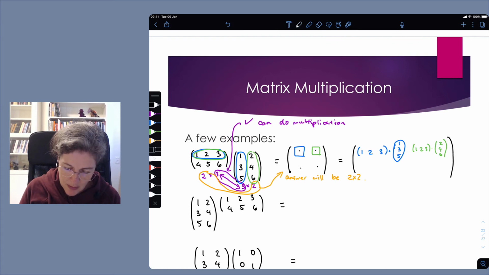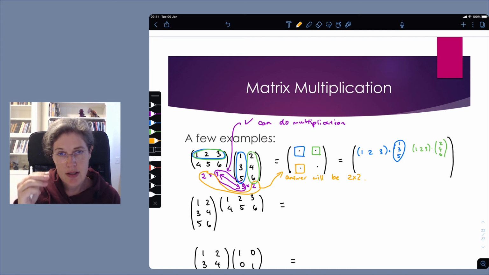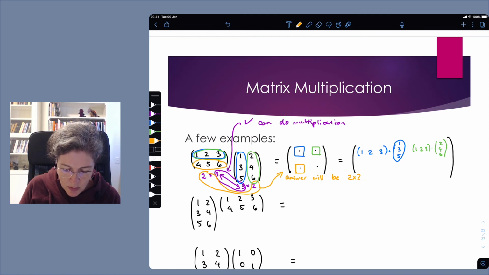Okay, let's look at the next one. So now I'm thinking about this entry over here. So that's in the second row and the first column. So I'm taking the second row, which is 4, 5, 6, and I'm going to dot it with the first column. So that's going to be 1, 3, 5.